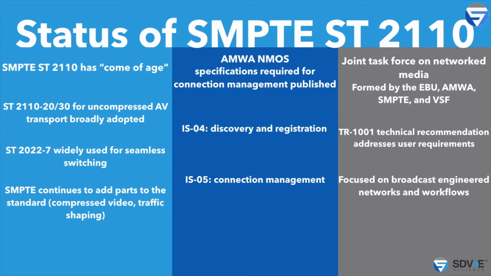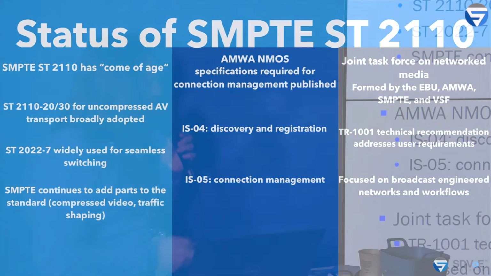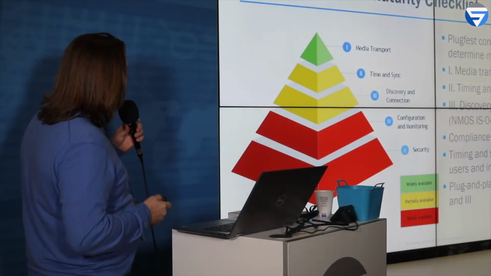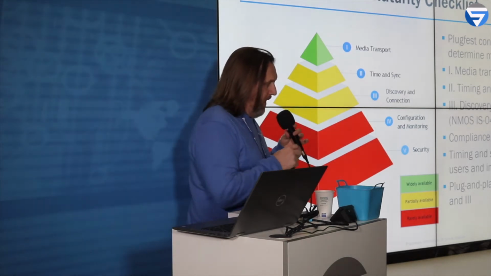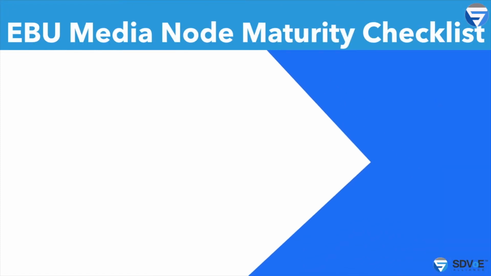So all these standards and protocols are engineered towards broadcast workflows, i.e. how to get a camera that's live on air to a production switcher that then can produce the actual show that's being filmed. As part of this Joint Task Force on Network Media, they've published what they call the EBU Media Node Maturity Checklist. And this is really interesting.